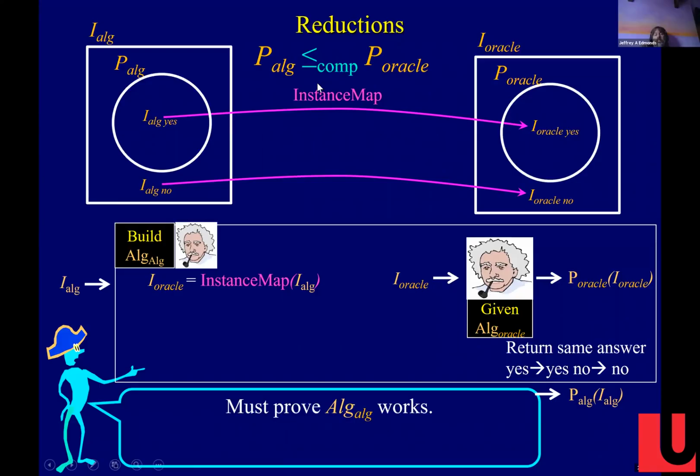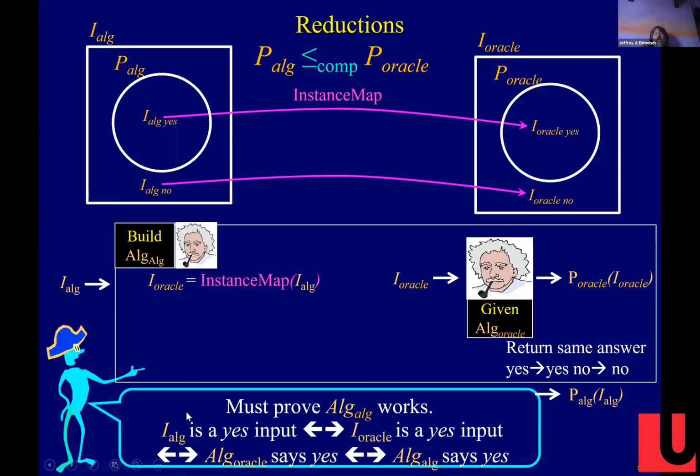All right? So what do we have to prove? We have to prove that this input to the algorithm problem is a yes instance if and only if the input to the oracle is a yes instance. That's what we have to prove, because we know the oracle is going to say yes if and only if it's a yes instance, and we know our algorithm is going to say yes if and only if the oracle says yes. So this is the only piece we have to prove.